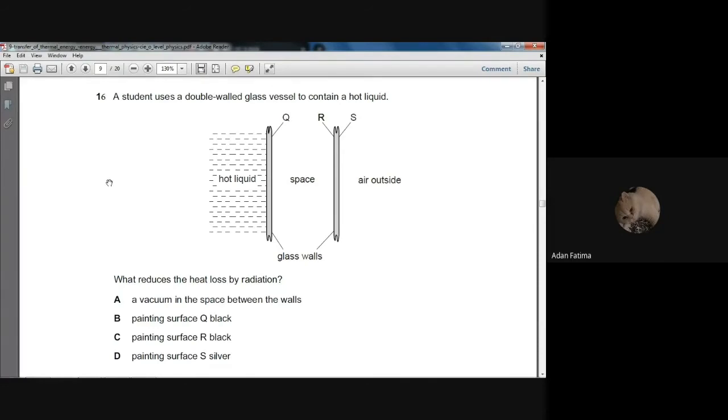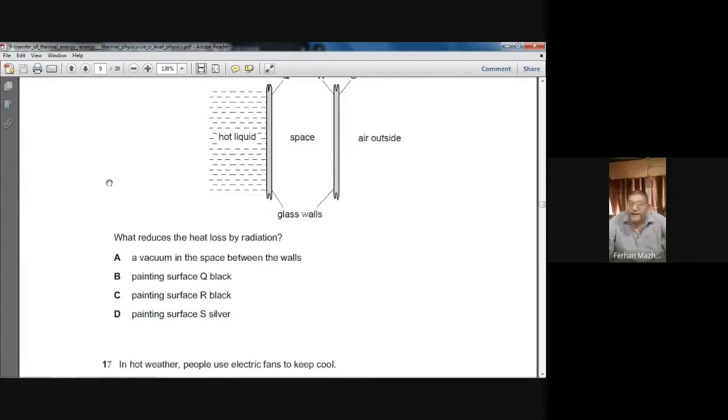C, painting the surface black. Black is a very good emitter of infrared radiation. So that cannot be the answer. D, painting the surface silver. That's right. If you paint it silver, silver is a bad emitter of infrared radiation. So D is the option. What do you say? Do you understand? Yes, sir.